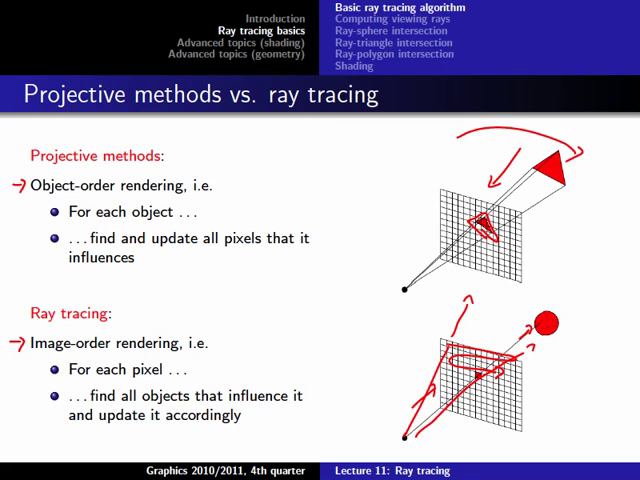So from the asymptotic behavior you would assume that ray tracing is actually better. But of course the critical point here is finding all objects that influence it. For each pixel, you might end up looking at really all objects when you have a recursion, and that is of course the part that slows it down.